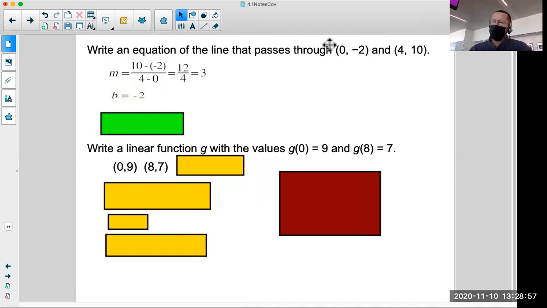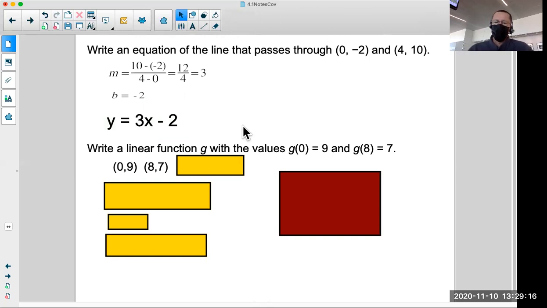Because anytime you have a point that has coordinates of 0, comma something, you know that's where the line crosses the y-axis. That's your y-intercept. And then write it as a formula. So it would be y equals what? 3x minus 2. Good. Okay.